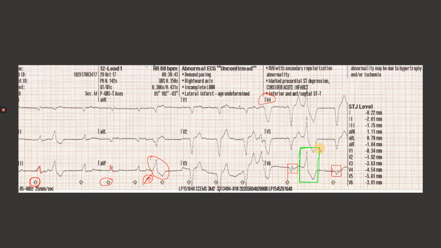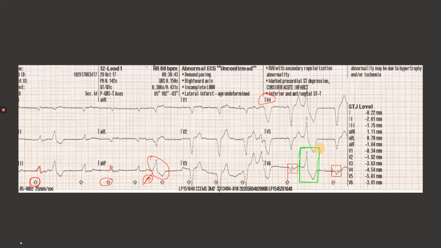And so I know that has a different origin. That beat originates somewhere else. And in this case, it originates in the ventricles because it's wide and discordant. That's what a PVC looks like. So just so you know.